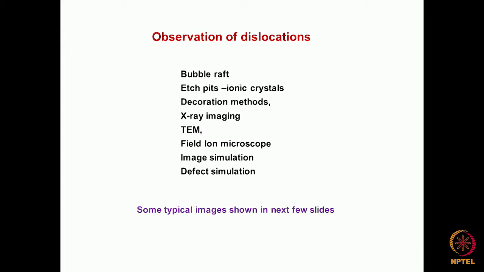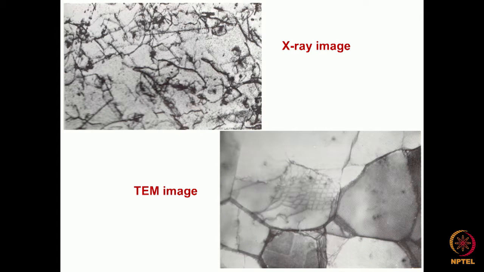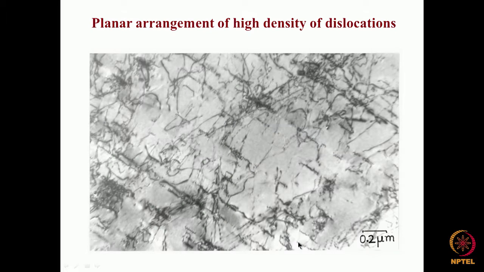What are the ways in which these dislocations have been observed, or what are the modes of experimental observation, or what are the results concerning the experimental observation of dislocations? One, electron microscopy, we can use it to observe dislocations. X-ray imaging can be used to observe dislocations. This is one example where with X-ray one can find dislocations in the material. TEM we can use.